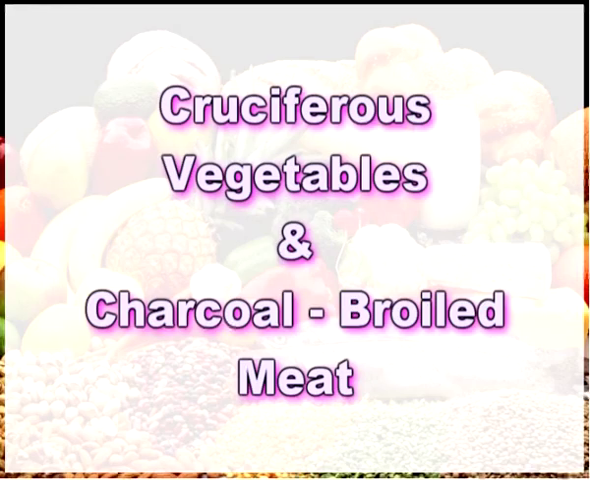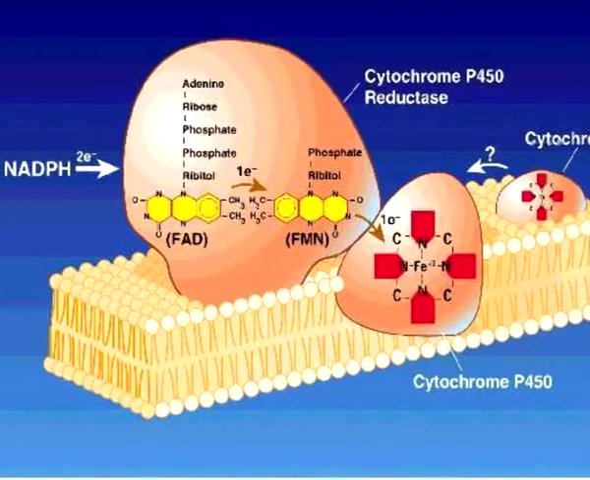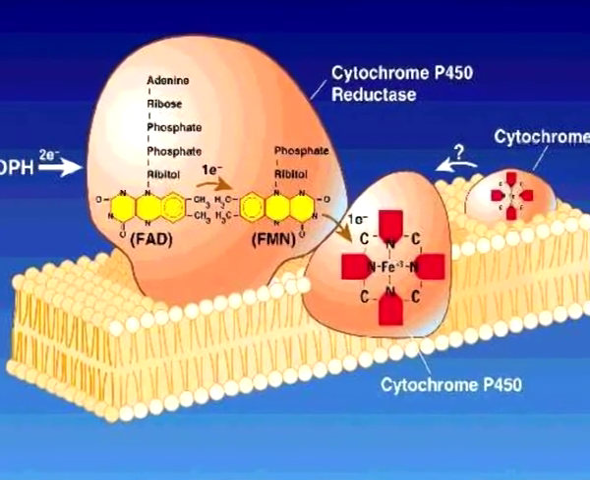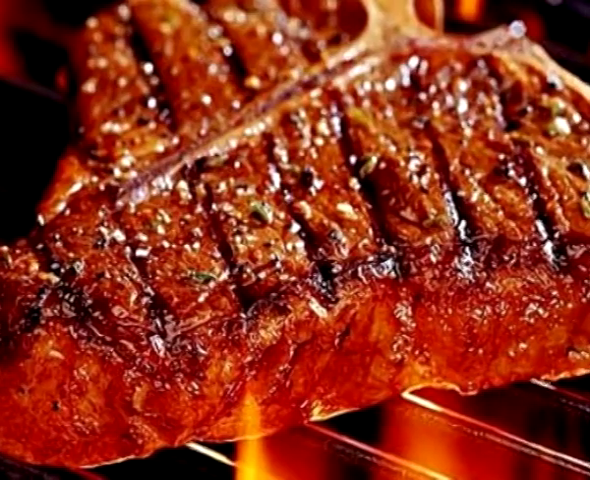Some significant food-drug interactions. Now, we will give some examples of important drug-food interactions with their consequences, like cruciferous vegetables and charbroiled meat. Brussels sprouts, cabbage and broccoli, like cruciferous vegetables, contain substances that are inducers of cytochrome P450 isoenzymes like CYP1A2, which interact with charbroiled meat.